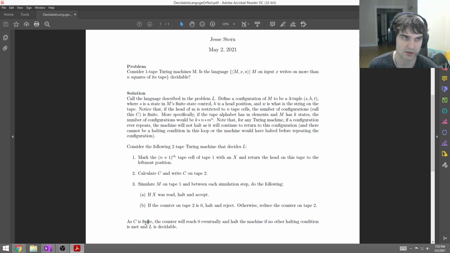As C is finite, this is not totally necessary in a perfect solution, but I'm trying to drive this fact home: as C is finite, the counter will reach 0 eventually, and halt the machine if no other halting condition is met, and thus L is decidable.